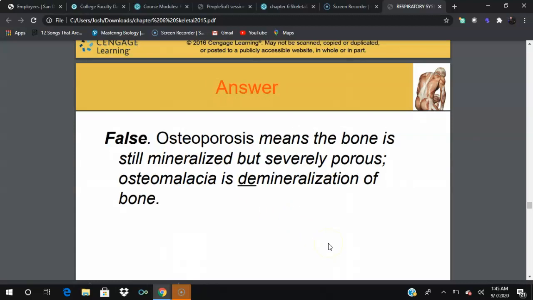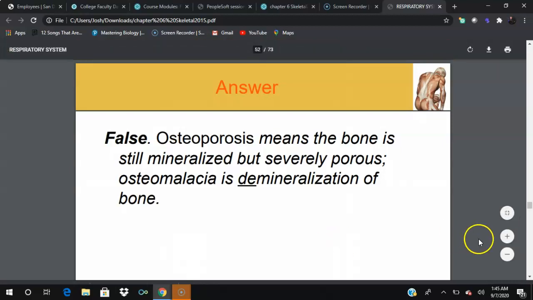The osteoporotic bone is still mineralized, but it is weak and porous and less dense, whereas the osteomalacia is demineralized, where we have a lack of calcium and phosphorus within the bone.